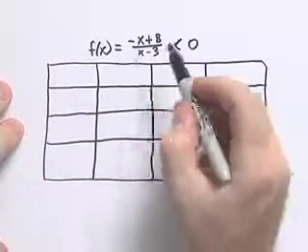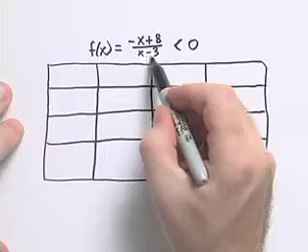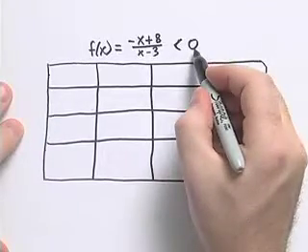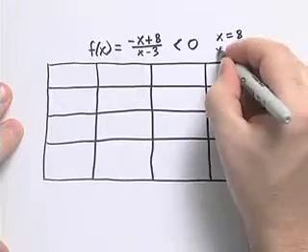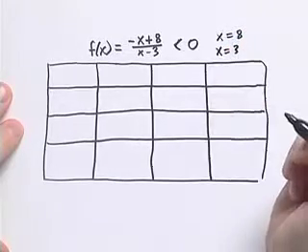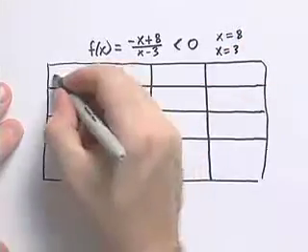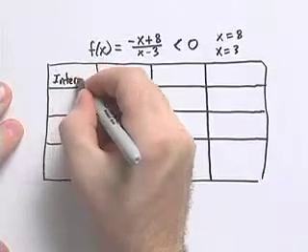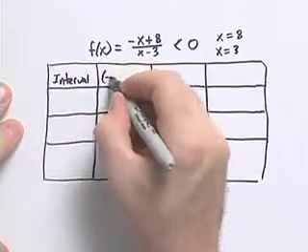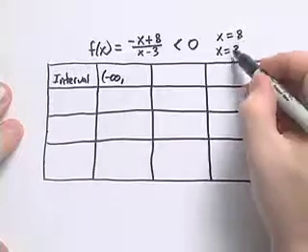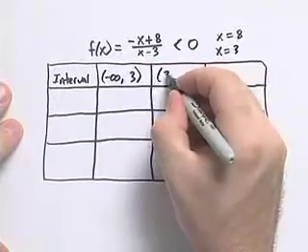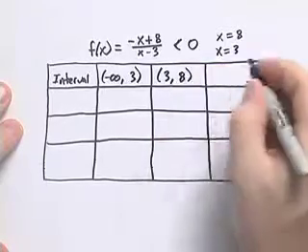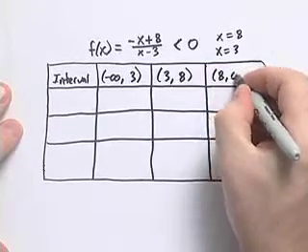We're now going to use a table and the breakpoints that we found to finish solving our inequality. We've got our function f of x is negative x plus 8 divided by x minus 3. We want that to be less than 0. And we're going to use the values x equal to 8 and x equal to 3 to break up the x-axis. We need to write down some intervals. We're going to start at negative infinity, go up to our first breakpoint, which will be 3. We'll go from 3 to the next breakpoint, which is 8. And then we'll go from 8 to infinity.